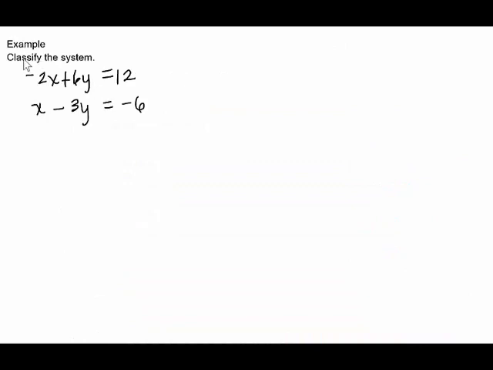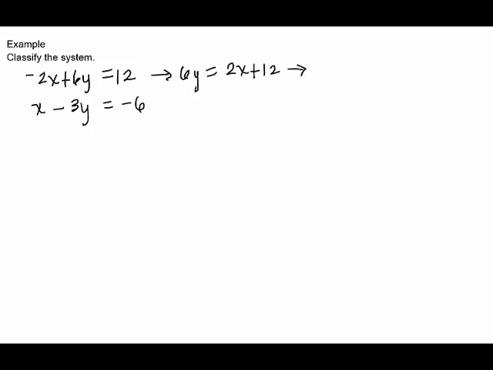Let's take a look at this example. We're going to classify the system: negative 2x plus 6y equals 12, and x minus 3y equals 6. One possibility is just to rewrite these lines in slope-intercept form. With the first equation, I would add 2x to each side, and I'd get 6y equals 2x plus 12.